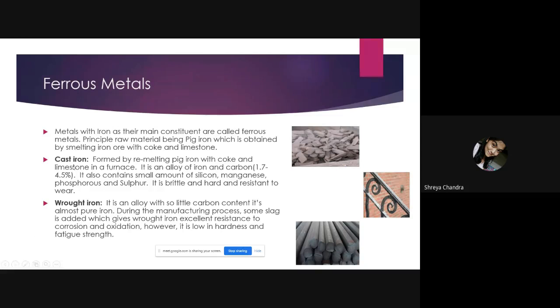Now, some ferrous metals are cast iron. Cast iron is used in making parts such as cylinder heads and pipes. It is formed by remelting pig iron with coke and limestone in the furnace. It is a kind of brittle substance and resistant to wear and tear. Wrought iron. Wrought iron is used in making fences, gates, and so on. It is an alloy which contains a little amount of carbon and is mostly pure iron.